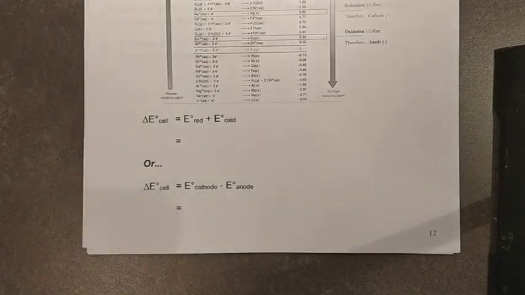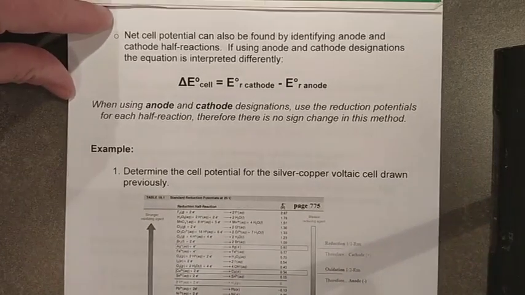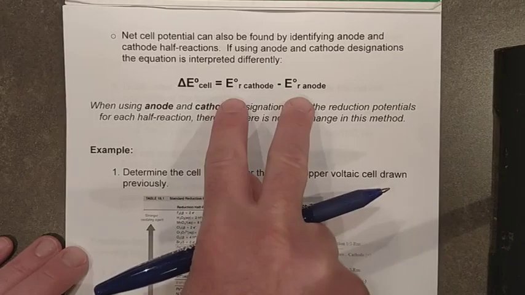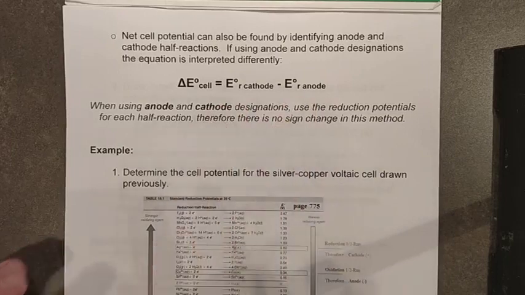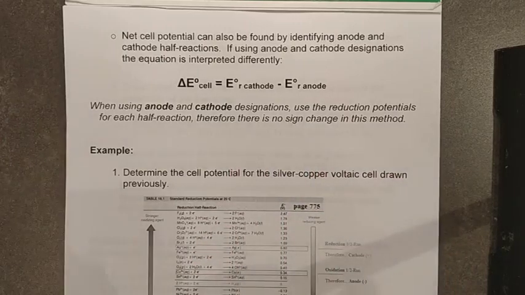Now, if you don't like reduction plus sign flip oxidation, there is another way around it. Your textbook shows this, so I feel I must do it as well. If you just wanted to use the reduction potentials off of your data table, you can certainly do that. You just have to memorize this formula, which is a little bit different than what we're doing, and it's cathode minus anode.